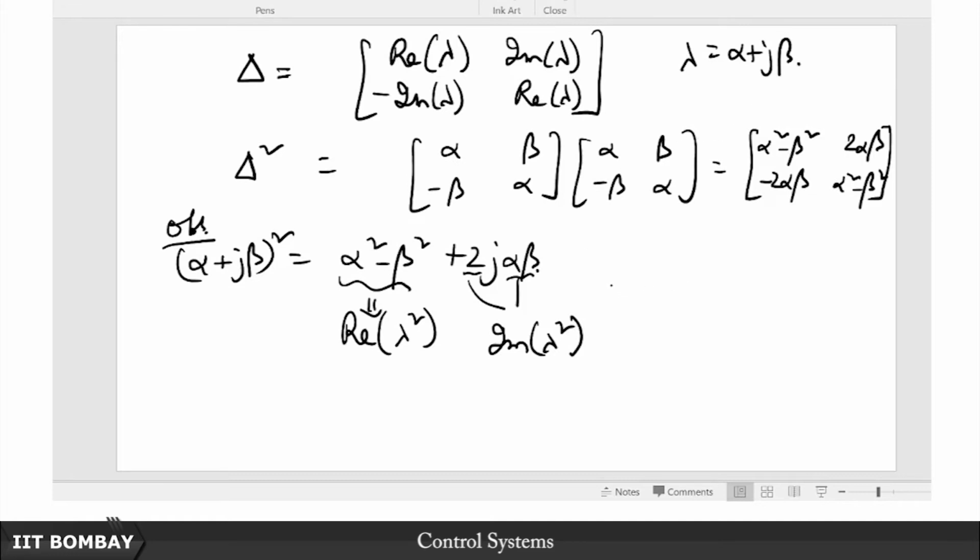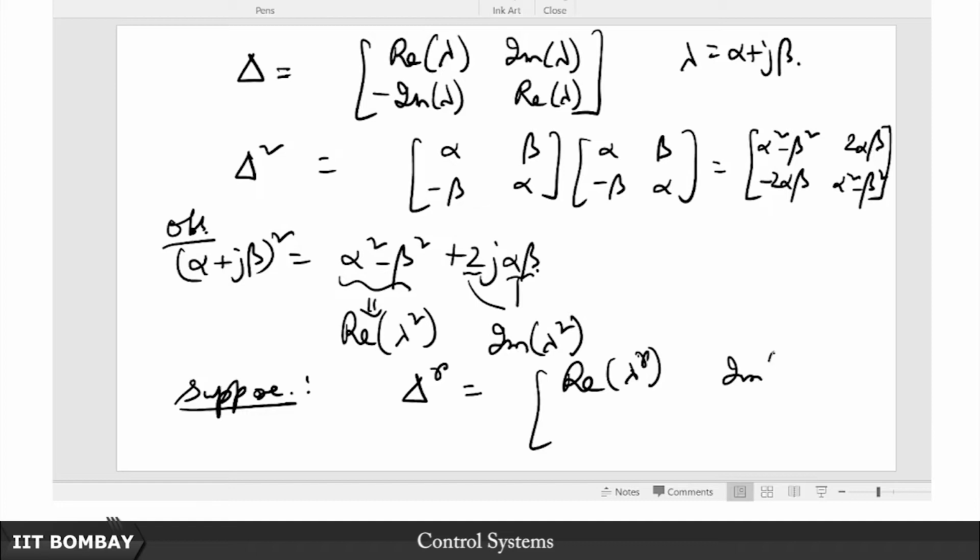So clearly then this holds when you raise to the power 1. Now, we are going to apply mathematical induction. Suppose lambda to the power r is equal to the real part of lambda raised to the power r, the imaginary part of lambda raised to the power r, minus the imaginary part of lambda raised to the power r, and the real part of lambda raised to the power r, like this.